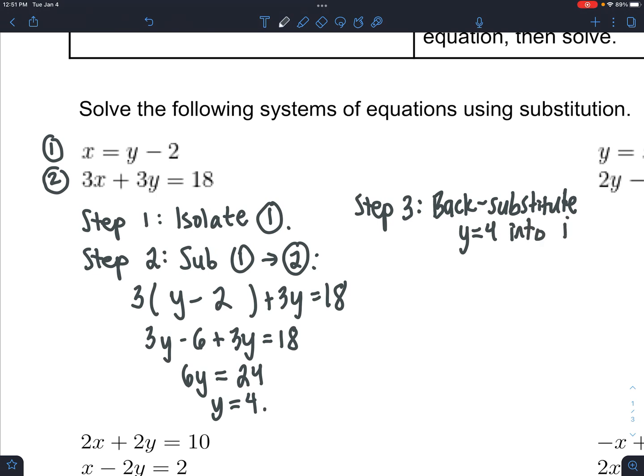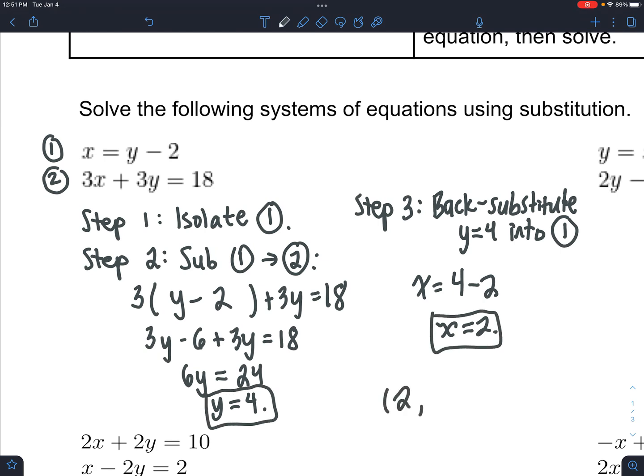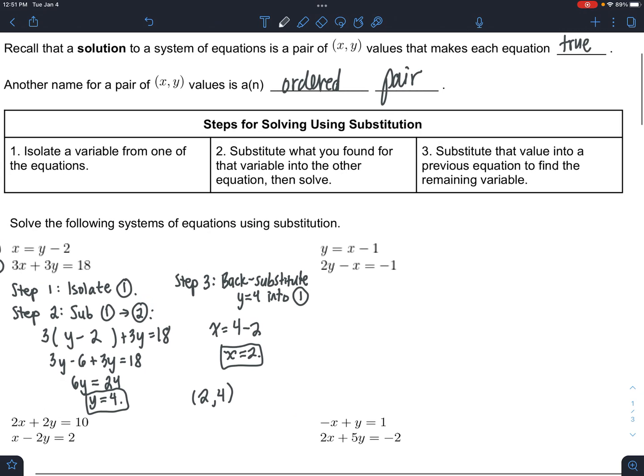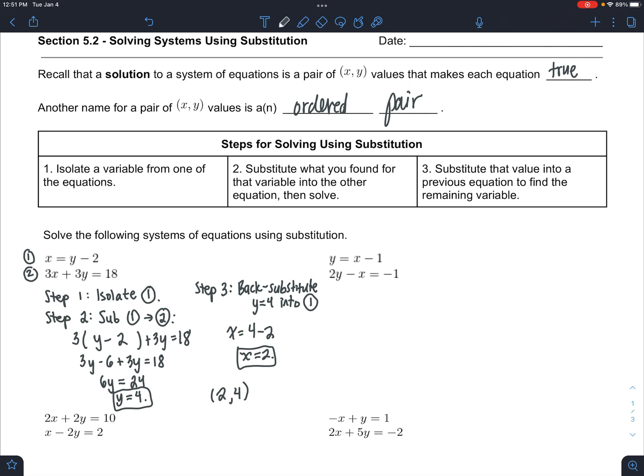And I want to choose number 1 simply because I think it's simpler. So when I do that, I do get 2 as my answer. So this together makes the point 2, 4 our answer. It's the solution. That's where those two lines intersect. Okay, so we've seen a graphical approach, but this is one of the algebraic approaches to this. Those are the steps again if you want to take a photo of that or see that. This is all on Schoology too.